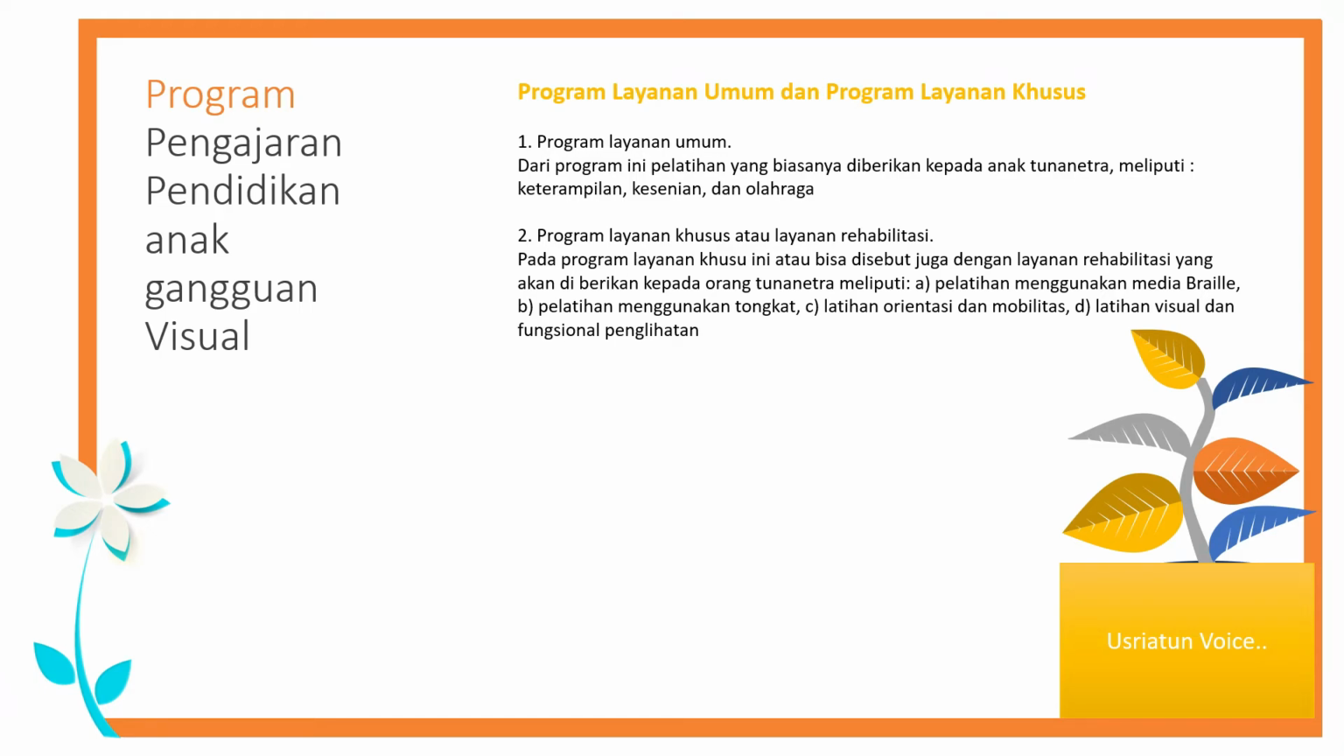General Service Program and Special Service Program. 1. General Service Program. From this program, training is usually given to blind children, including skills, arts, and sports. 2. Special Service Program or Rehabilitation Service. In this special service program, or also called rehabilitation service, what will be provided to blind people includes training using braille media, training using a stick, orientation and mobility training, and visual and functional vision training.